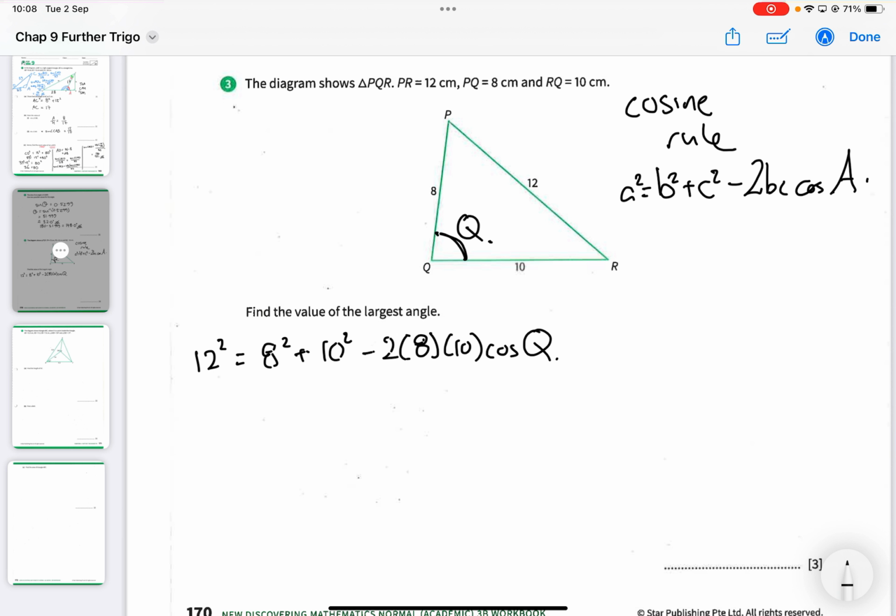Once you are able to identify which number goes where in your cosine rule, just press the calculator, you should be able to solve.